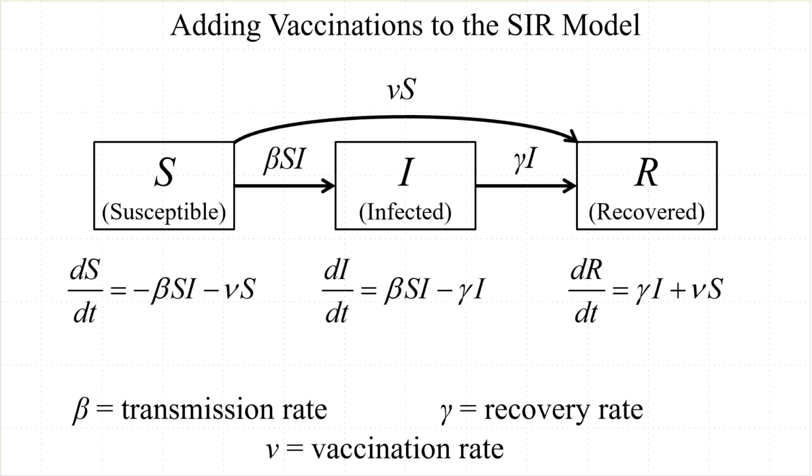What this does is it changes the equations very slightly. So now we have, excuse me, a second term in the susceptible equation that describes the rate at which you lose susceptible individuals to the recovered category, and those individuals are picked up in the recovered equation. So we haven't changed the infected equation at all, because nothing was changed there because of the vaccination program.